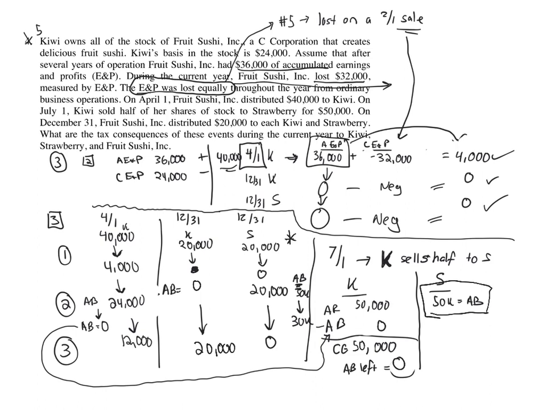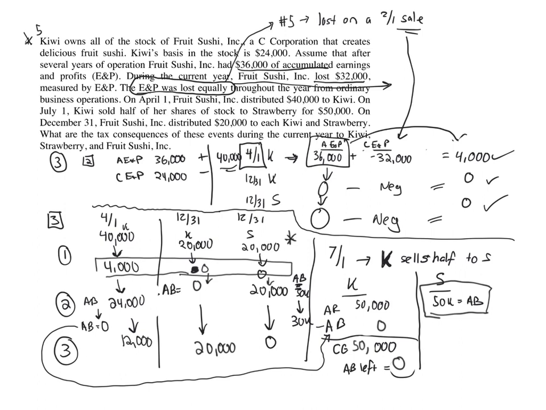If you do step 4 for problem 5, all you do is you take the accumulated E&P given, current E&P given, which again, accumulated E&P is 36,000, current E&P is negative 32,000, and then you take the distribution adjustment, which is going to be the amount of dividend. So it's $4,000. So it brings down your accumulated E&P down to 0. Any questions on that? So that's problems 1 through 5.